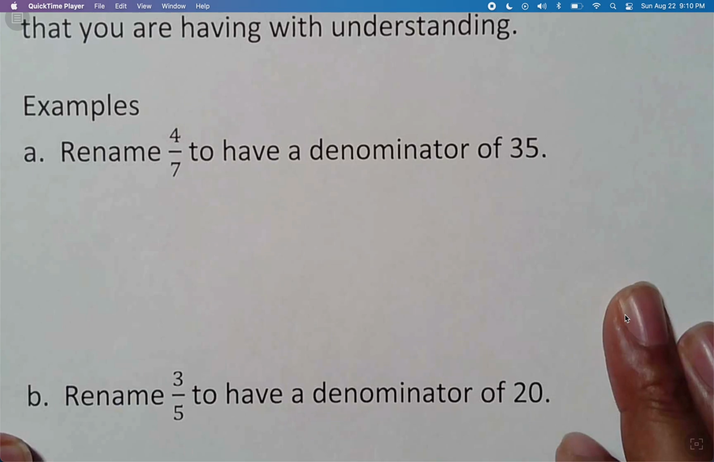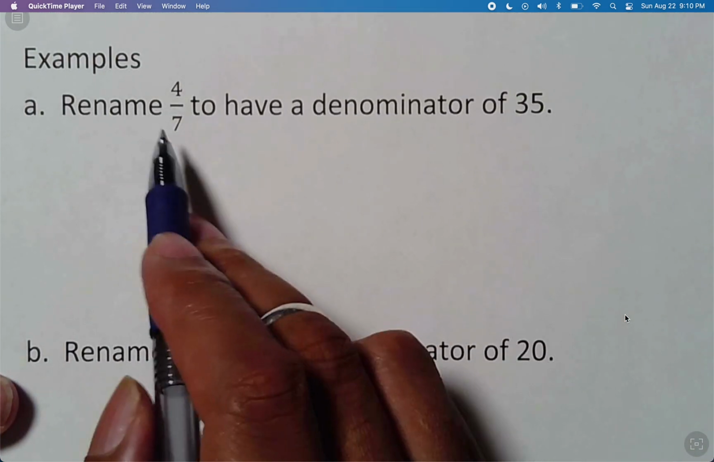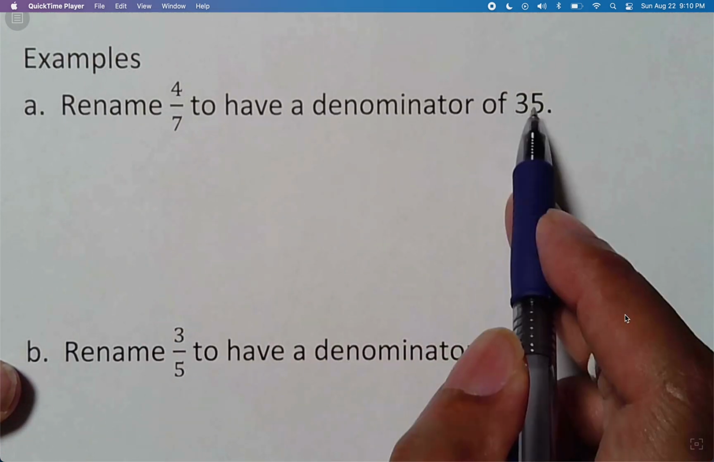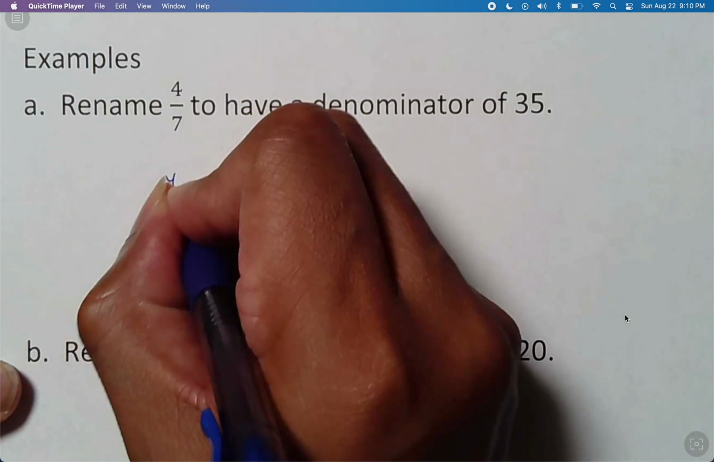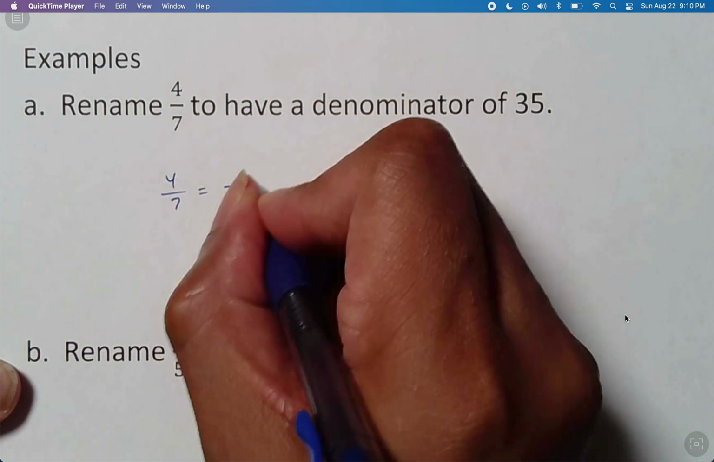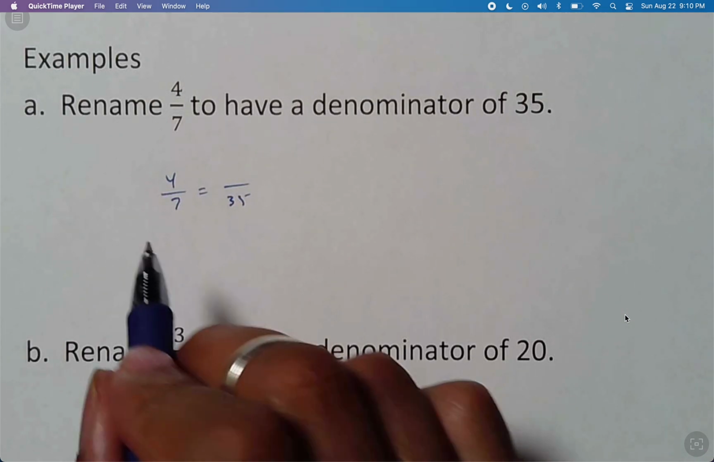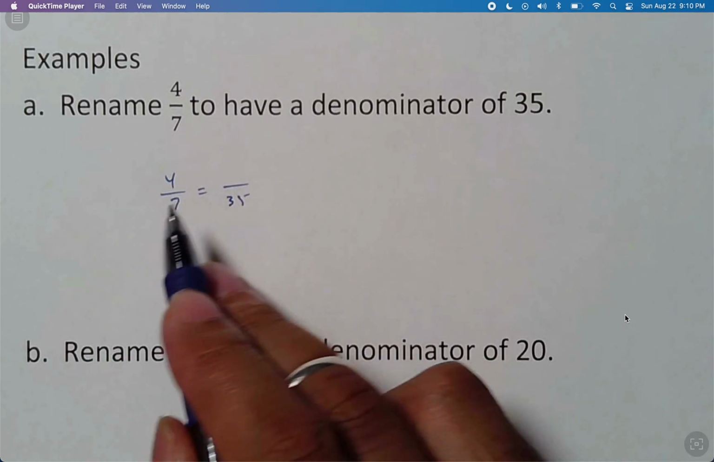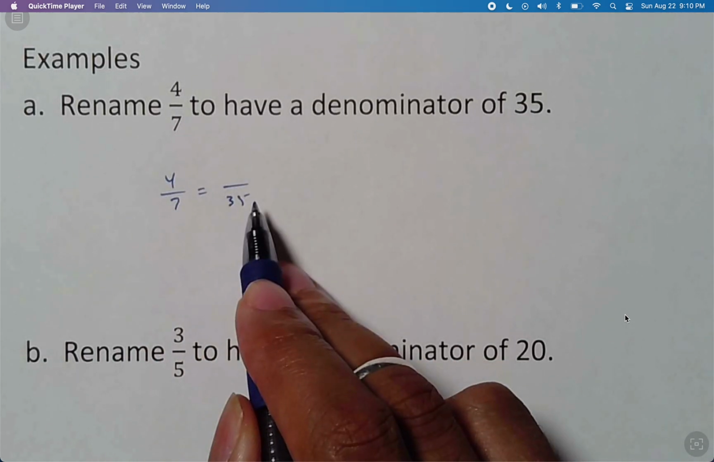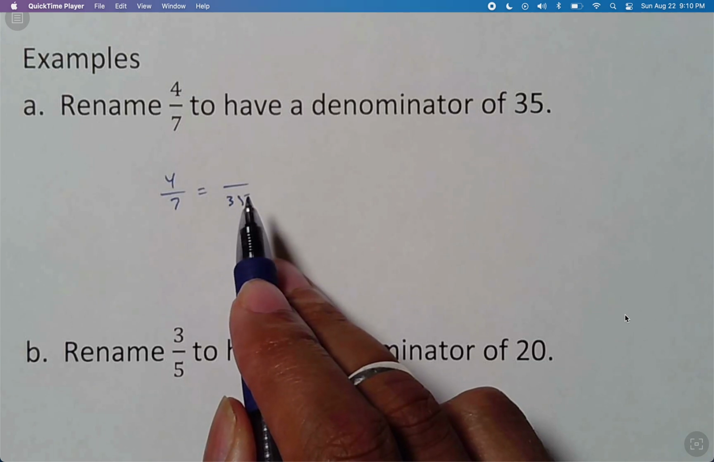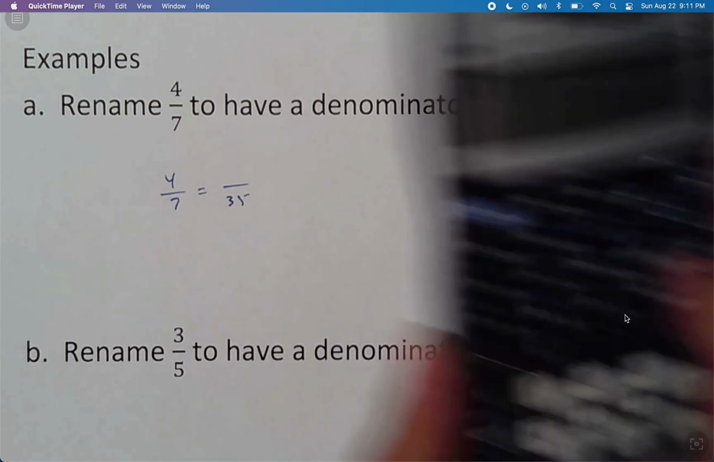So what you're going to see on your work is I'm going to give you a fraction, and I'm going to tell you what I want the bottom number to be. So in other words, I have 4/7. I want it to equal something over 35. The trick to this is figuring out what I'm doing to make 7 into 35. Well, if I'm multiplying 7 by something to be 35, I can figure out what it is by doing 35 divided by 7. So that's what I'm going to do.